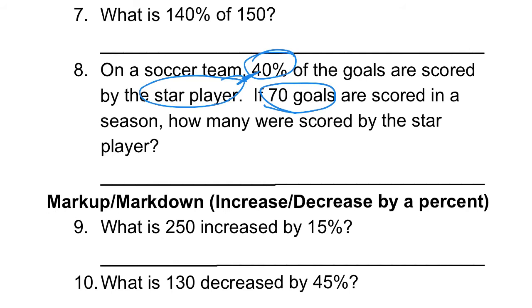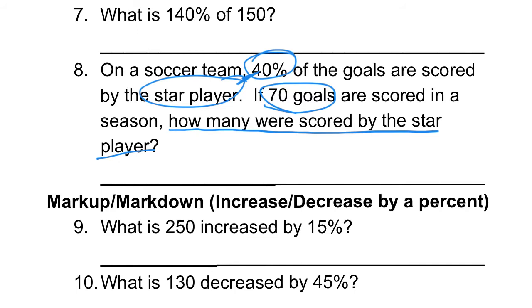What are they actually asking me to find? Well, they want to know how many were scored by the star player. Okay. What are they really asking? What is my strategy? So I've got a few options. We've got markup, we've got markdown, we've got finding the percentage of a number, we've got unit rate. These are all the things that we're doing, converting to a decimal or to a fraction, or all these things that we're doing. Which of these are they actually looking for?